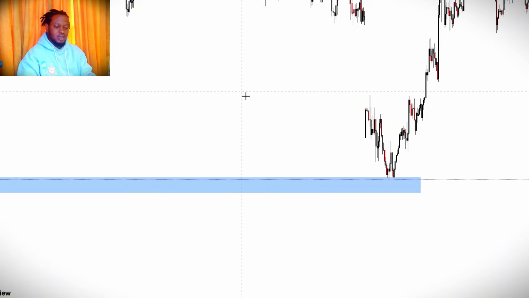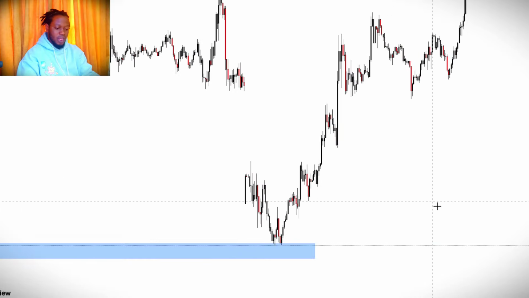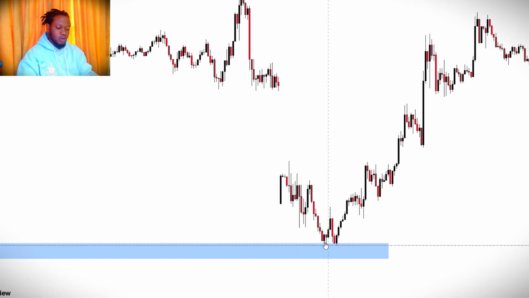All right, so you can see how much patience you need to have while trading your order block. So you can see you wait patiently for price to tap into your order block right here, and immediately price taps into your order block, then you wait for a candlestick confirmation.